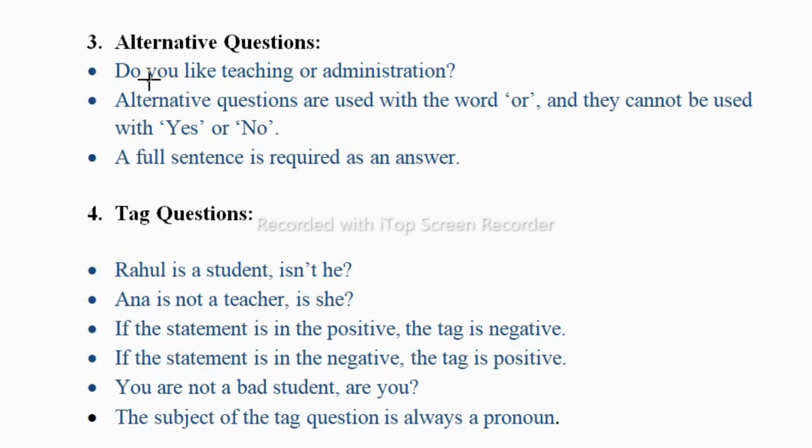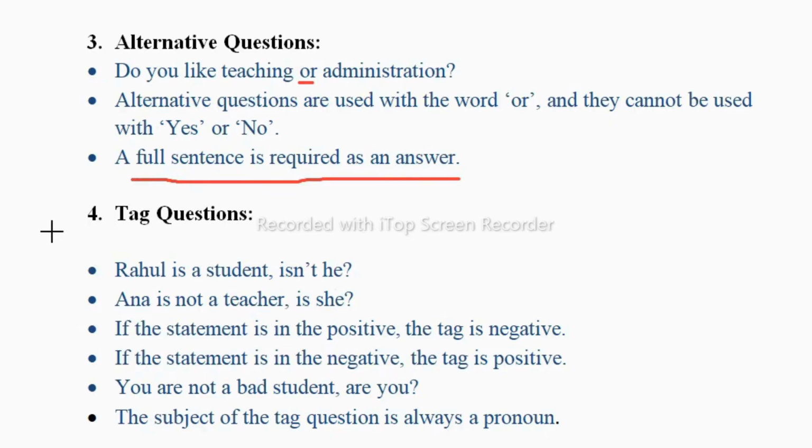Now let's discuss the third one, that is the alternative question. An alternative question means you get a choice. For example, do you like teaching or administration? Here we have or, which means a choice. To answer this type of question, you should not say only yes or no. You have to say a full sentence here. A full sentence is required as an answer. So if you get a question like, do you like teaching or administration? You have to say, I like teaching.